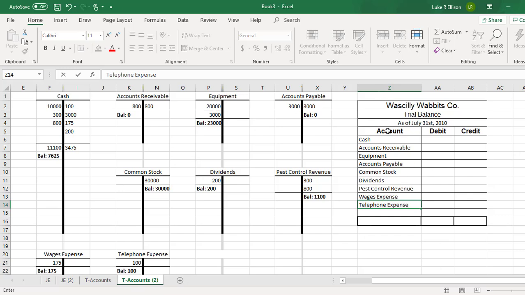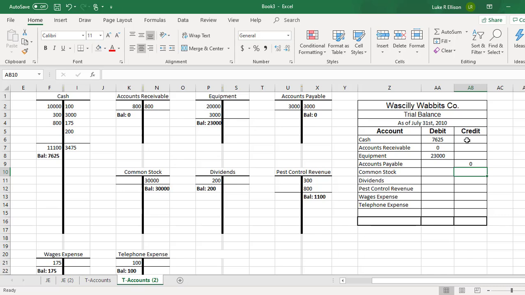Alright, once you've got all those accounts written down, then you can go and find the balance of each of them. So we've got cash has a balance of $7,625. That's on the left hand side, so that's the debit side, and we can copy that over. We can go to accounts receivable, has a balance of $0. We've got equipment here, balance of $23,000. Accounts payable also has a balance of $0.